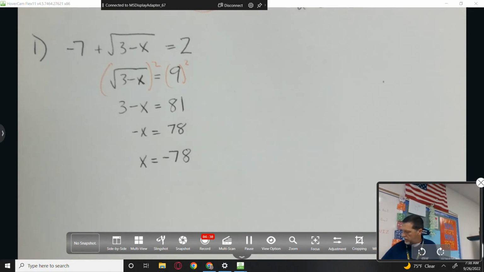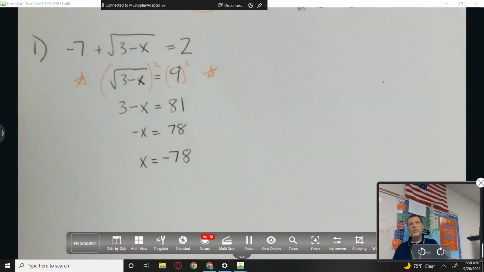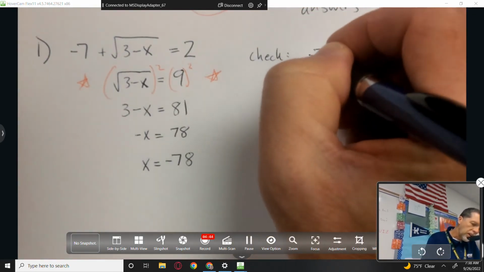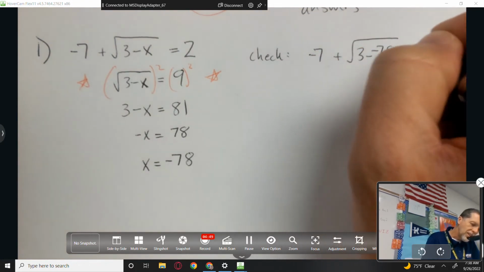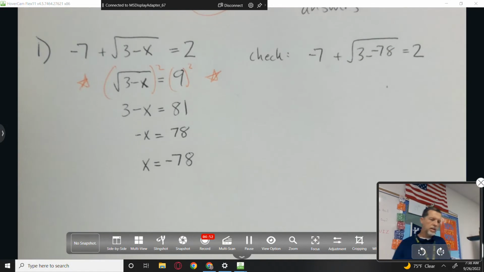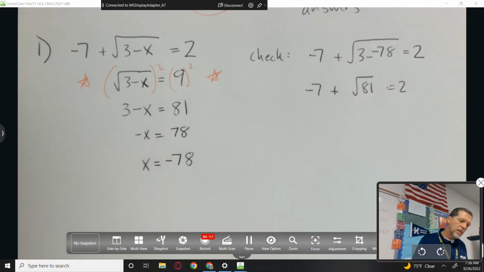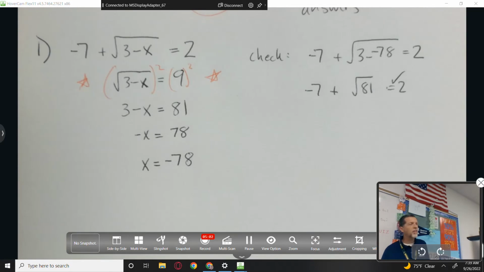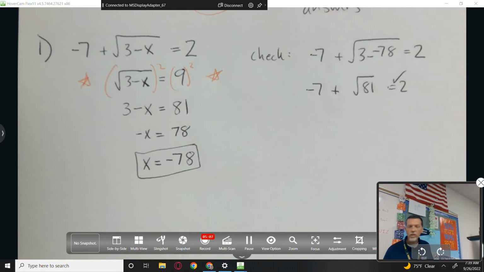But I'm not quite done yet because I squared both sides way back here. So that means I better go check my answer to make sure it works. So negative 7 plus the square root of 3 minus negative 78 equals 2. Negative 7 plus the square root of 81. Negative 7 plus 9 equals 2. You don't have to show all the steps. As soon as you figure out that it works or doesn't work, then you can box your answer or cross it out.